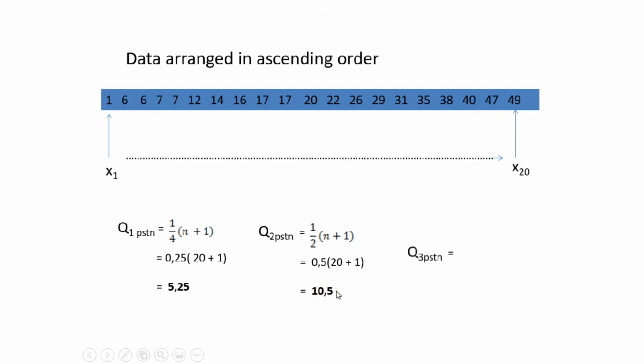For Q3, a similar calculation will take place, and then we'll have 3/4 of n plus 1, and that value comes through.